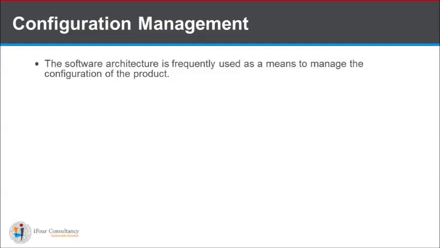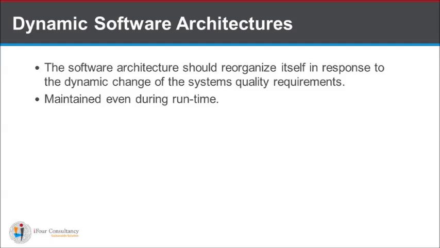One of the main uses of software architecture is in configuration management. Here, it is frequently used as a means to manage the configuration of the product. For dynamic software architectures, the software architecture should reorganize itself in response to the dynamic change of the system's quality requirements. It is maintained even during runtime.